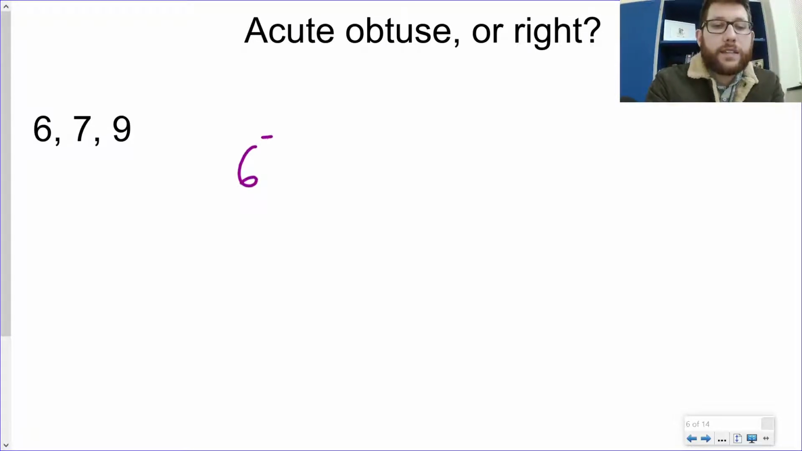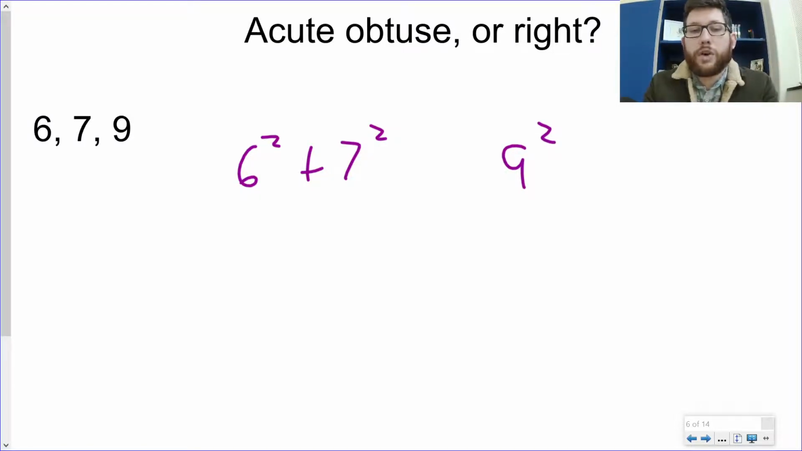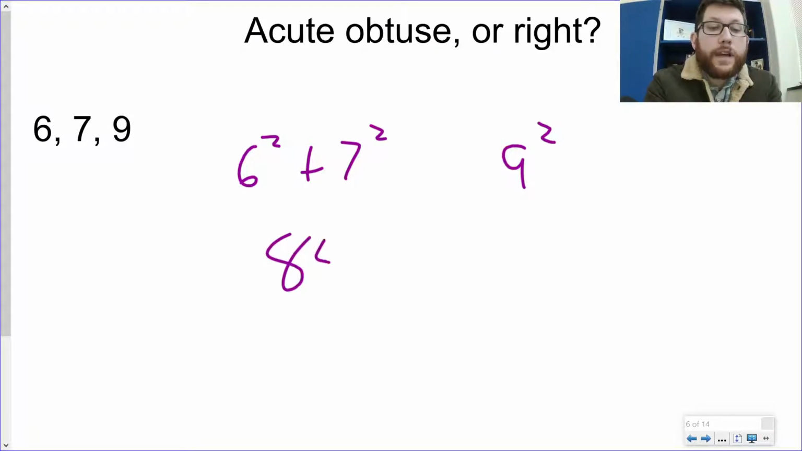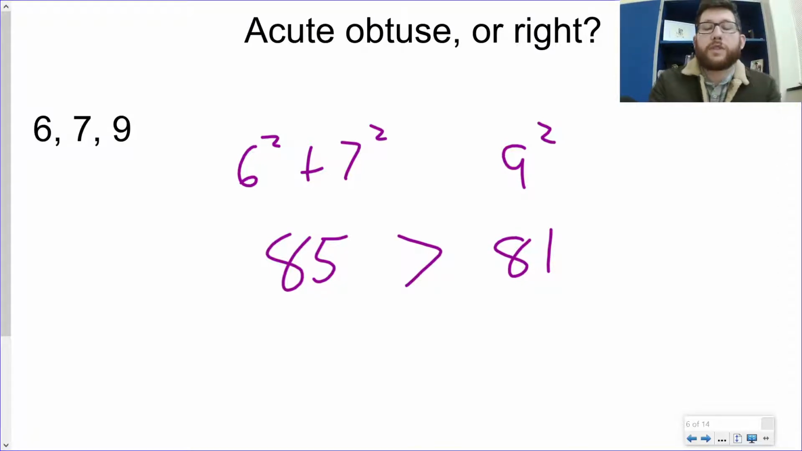So let's look at one example right here. I've got 6 squared plus 7 squared, and then I'd have 9 squared on the side over here. So what I would do is square these and add them. I'd have 36 plus 49, which is 85 on this side. 9 squared over here is 81. So I see that my smaller ones are larger. My two smaller sides squared and added together is larger than my biggest side squared. And so that means this triangle would be acute.